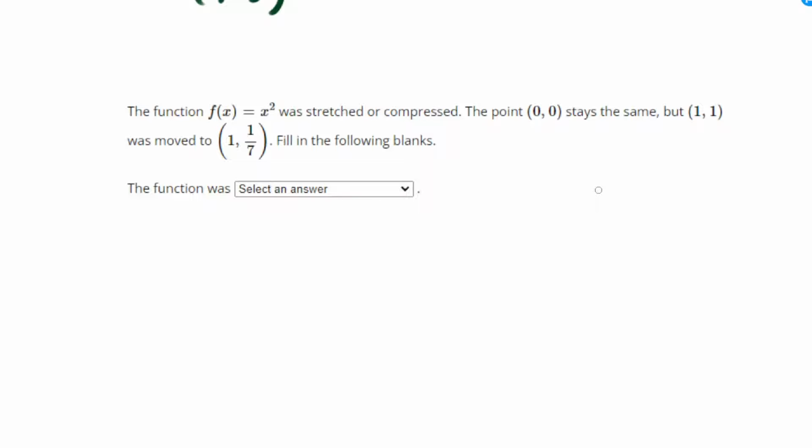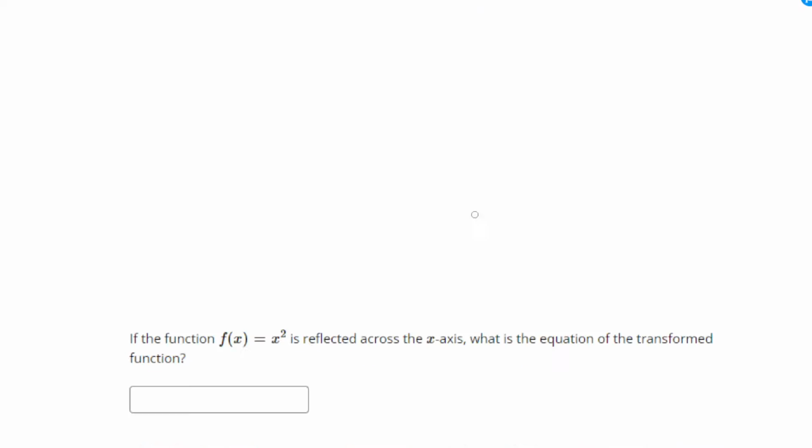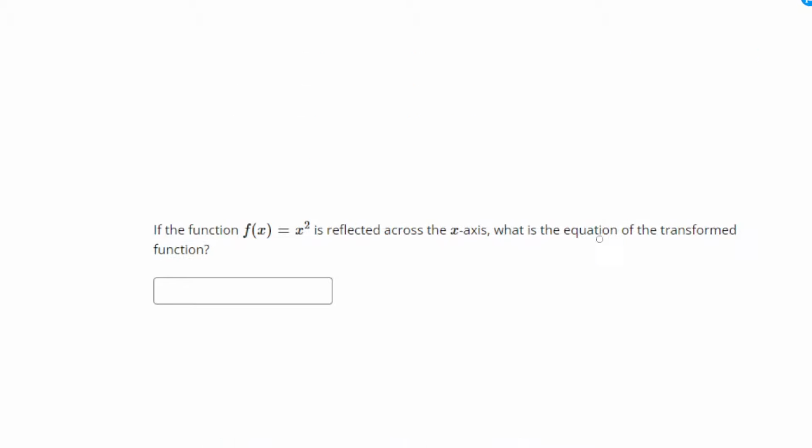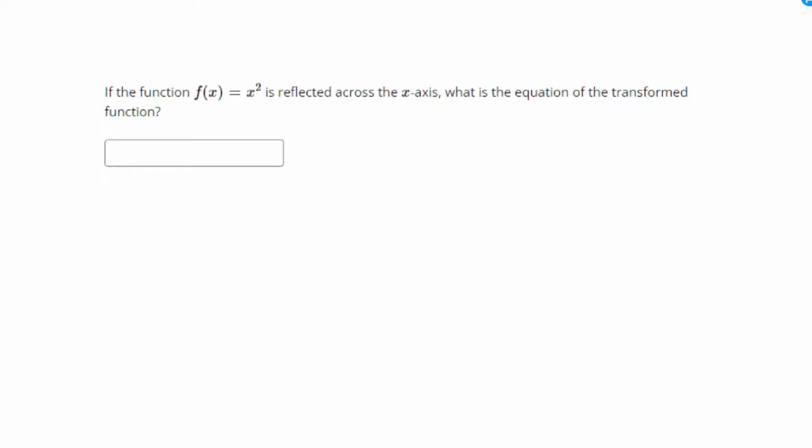This one says the function f of x equals x squared was stretched or compressed. The point 0, 0 stays the same, but 1, 1 was moved to 1, 1 over 7. We know that if our x value is 1, on our parent graph, it's going to be 1 also, because we start at 0, then go up 1 over 1, and then go from there. However, if it is 1, 1/7, we multiplied this 1 by 1/7. So the answer will be it was compressed by a factor of 1/7, or by a factor of 7. It's not going to be the stretched one. It's going to be compressed. Sometimes they play word games with you.